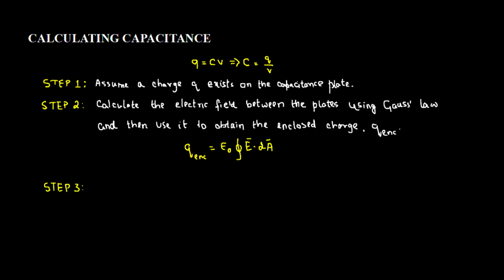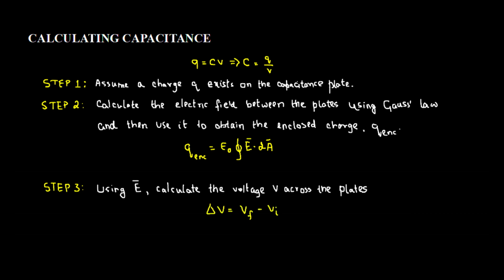Step number 3. Using the electric field, calculate the voltage V across the plates. The change in voltage, or the potential difference, V final minus V initial, is equal to negative the integral, with limits going from initial to final, of E vector dot ds vector. Step number 4. Finally, obtain the value of C.